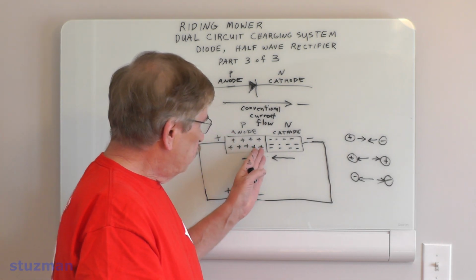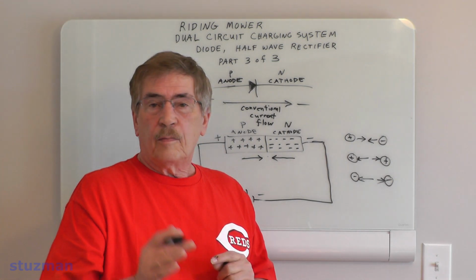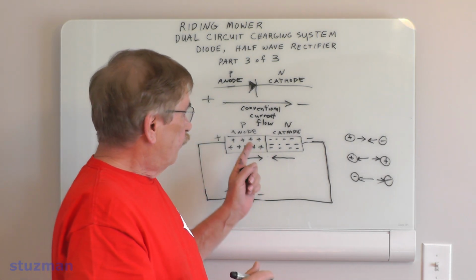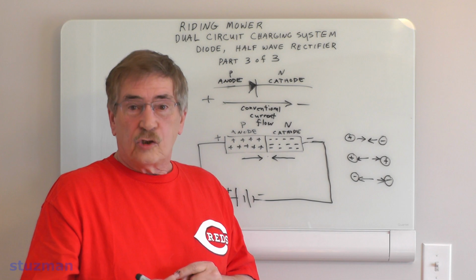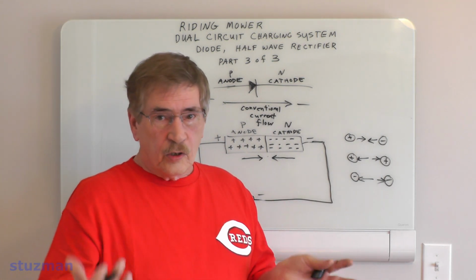You can think of the diode like a switch. In fact, one of the approximations you can look at, the first approximation, is looking at it as a switch. It's either closed or it's open.